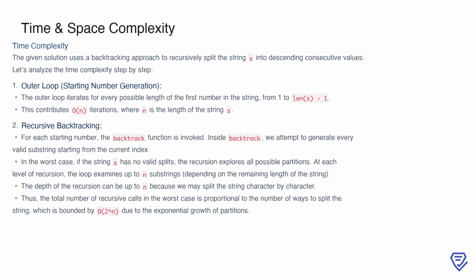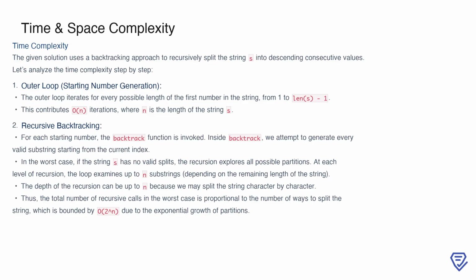The time complexity of this solution is primarily driven by the backtracking approach used to split the string into descending consecutive values. To analyze it, we start with the outer loop, which generates potential starting numbers from the string. This loop runs for every possible length of the first number, which means it iterates up to n times, where n is the length of the string.